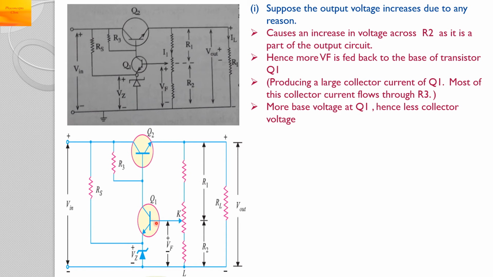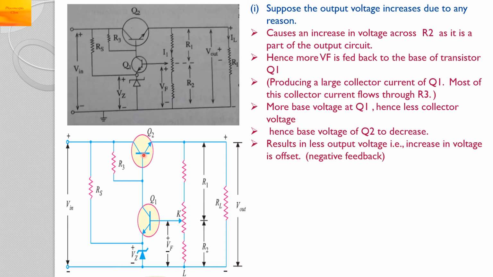So more base voltage at Q1, hence less collector voltage. This collector of Q1 is connected to the base of Q2, hence as the collector voltage of Q1 has decreased, the base of Q2 will also get a decreased voltage. So this results in less output voltage, as the pass transistor will not conduct much as it is getting a less base voltage. So that will automatically decrease this output voltage which has increased.